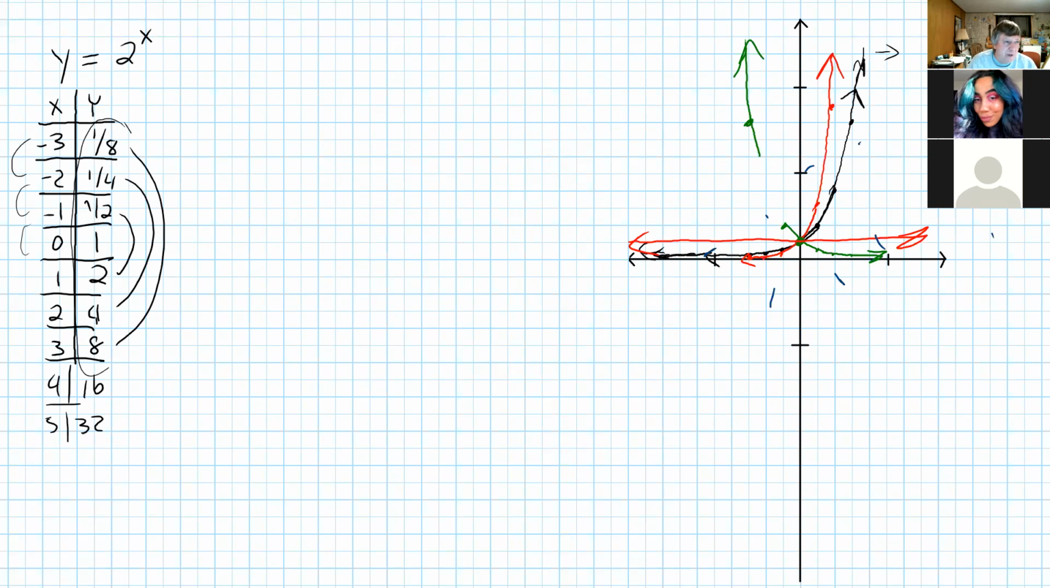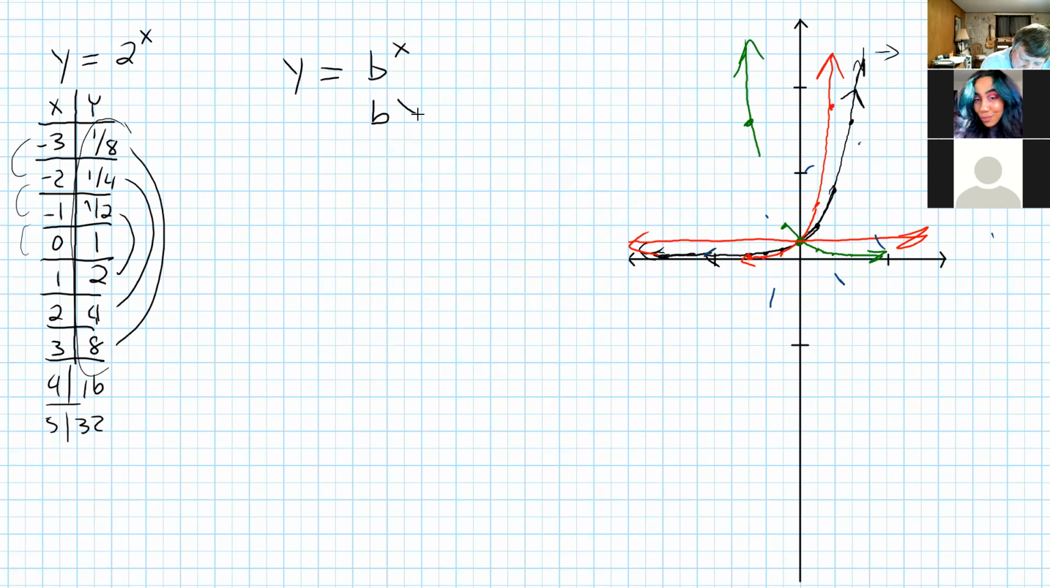We have the following situation. Y equals b to the x, okay? That is a basic exponential function or exponential equation where b is the base, okay?